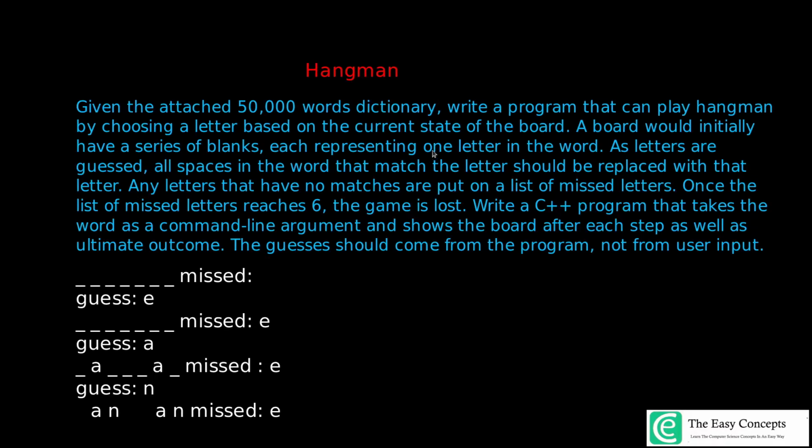Clear? Now what you have to do, you have to create a program that can play hangman by choosing a letter based on the current state of the board. What is the current state of the board? A board would initially have a series of blanks just like this. There are 7 blanks you can see. So suppose you have 7 blanks on screen. That means you have to guess a word that has 7 letters. This is the first thing that you can find out from this problem.